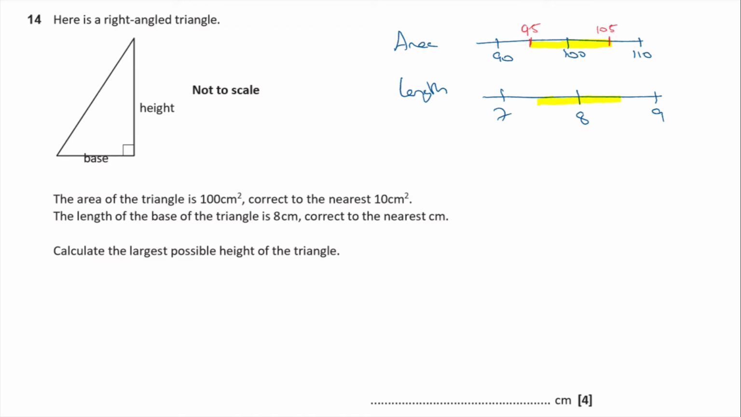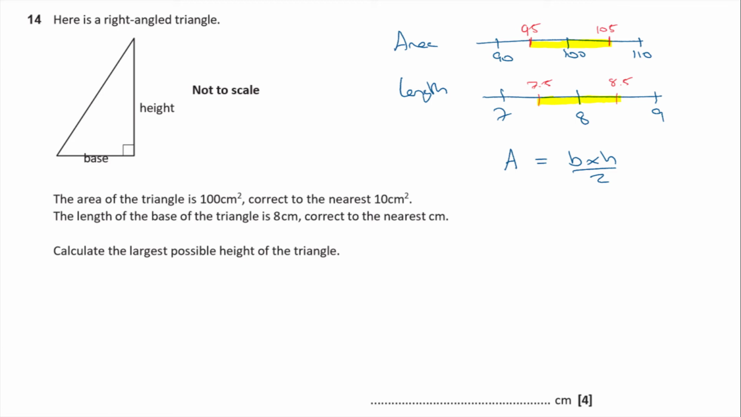Just to help you visualize these sorts of questions. So halfway between 7 and 8 is 7.5, and halfway between 8 and 9 is 8.5. Right, what we want to do is then work out the height. So I know for the area of a triangle, area is base times height over 2, isn't it?